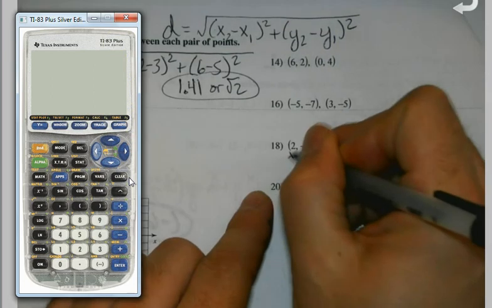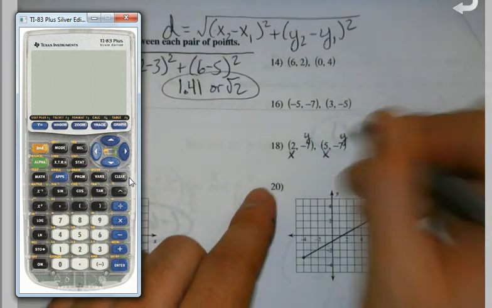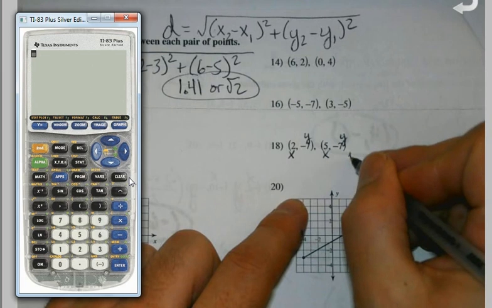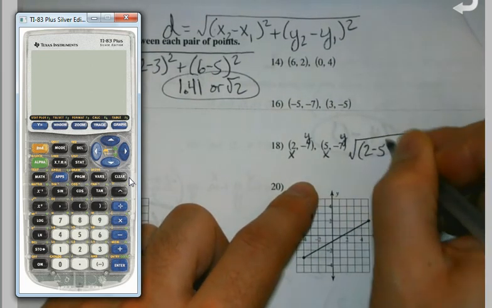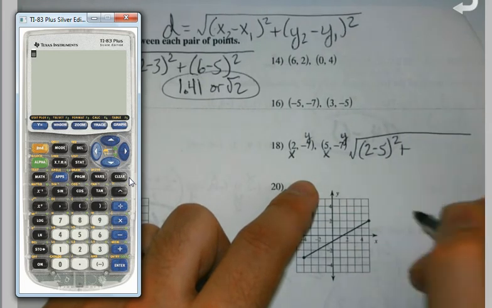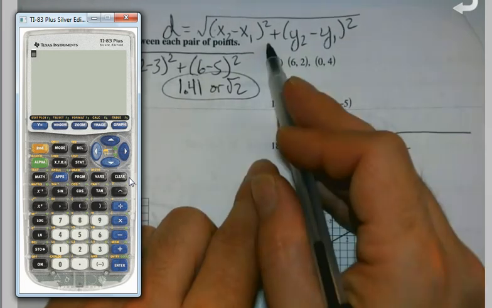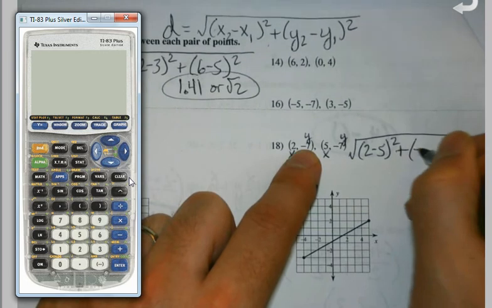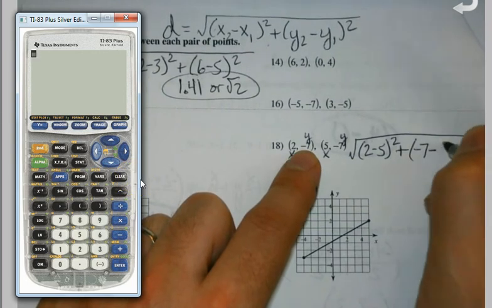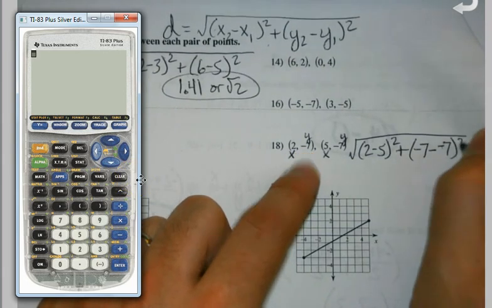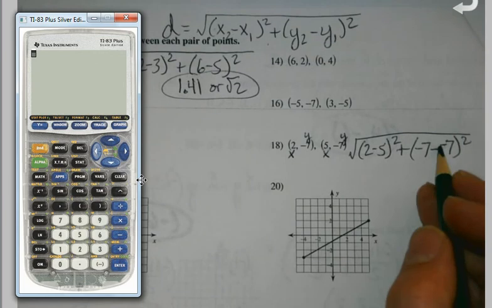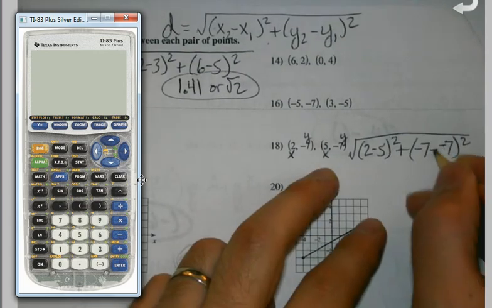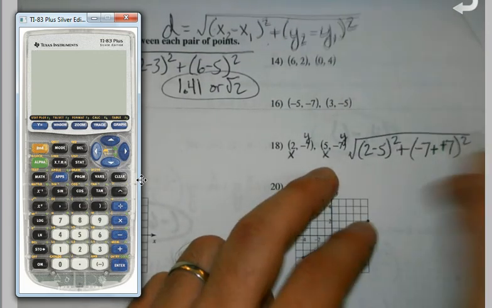So 18, still got my x's, still got my y's. So let's see here. I got 2 and 5, and I'm always subtracting when I'm doing distance here. We'll square that, and then plus, because we're just following this formula. My y's are -7 and -7. Now, let's simplify something here for a second. This might make life a little easier on us. What happens when you minus a negative? Yeah, this is going to become positive.